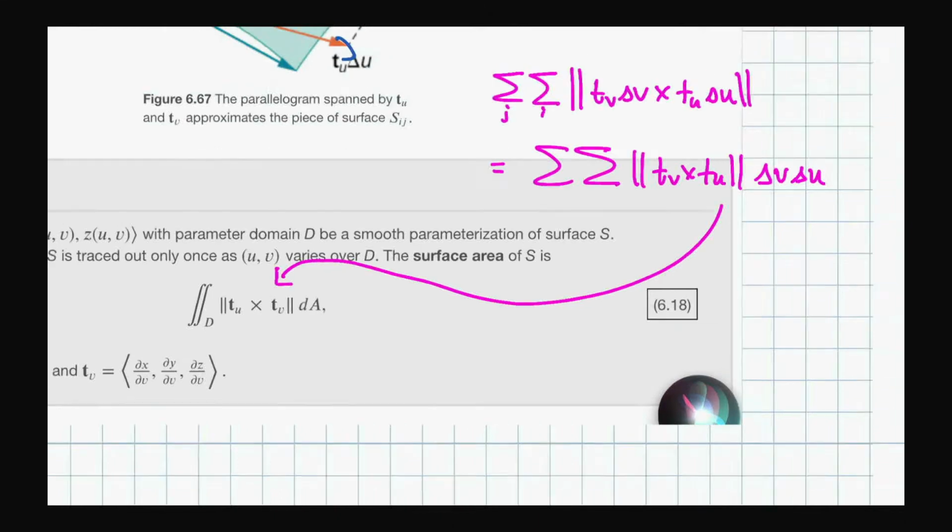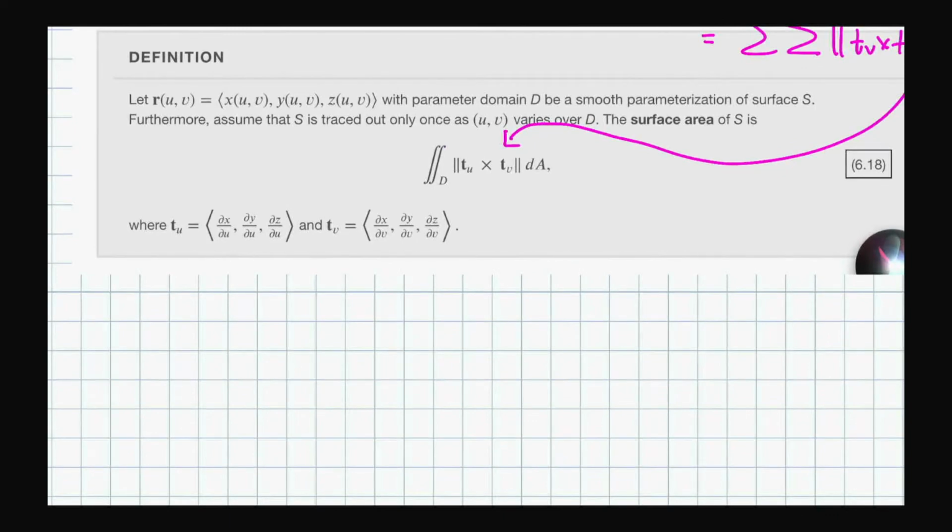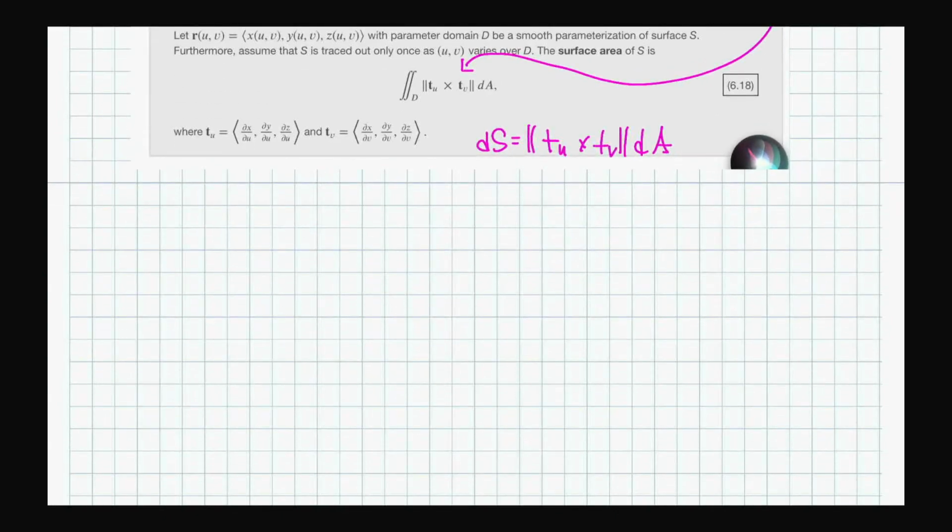Okay, so that's as much derivation of this as we're going to do. The main thing is that you've got the definition at some point. You have your parameterization here, the parameter domain here, and this is a double integral that you're going to calculate. So to calculate a surface area, this is the integral that you calculate. Also, I'm going to write it here in case you see it: dS is this thing, the magnitude of T_u cross T_v dA. Okay, so that's your definition of surface area.